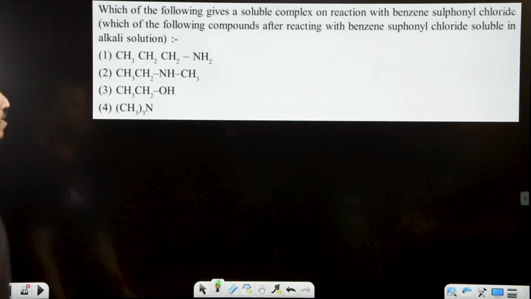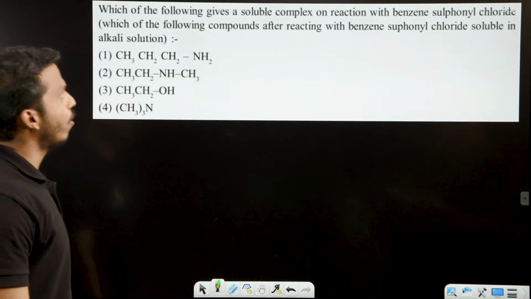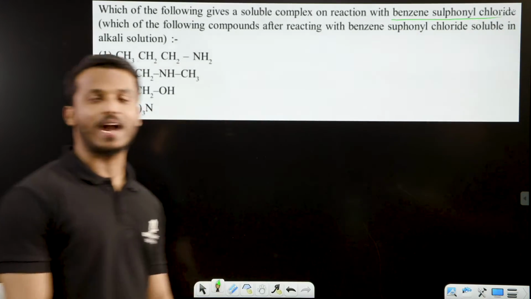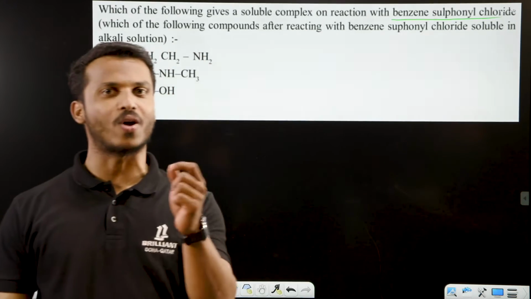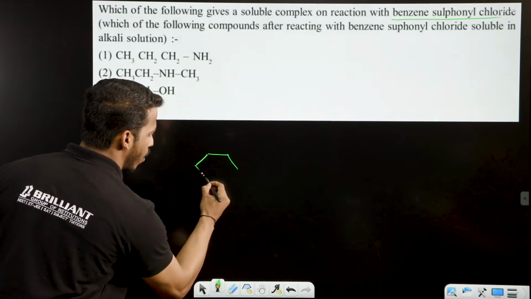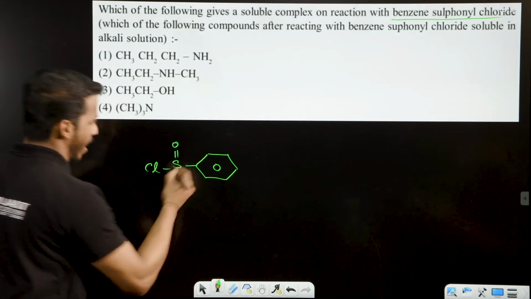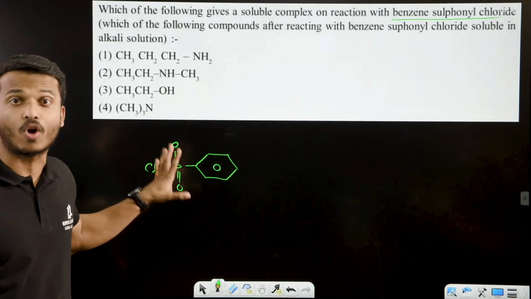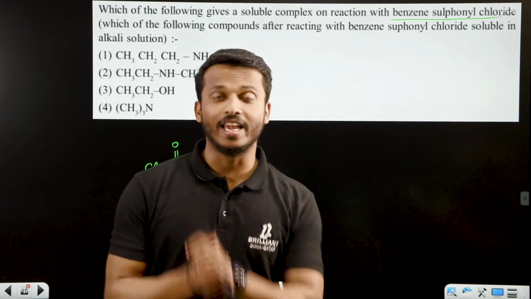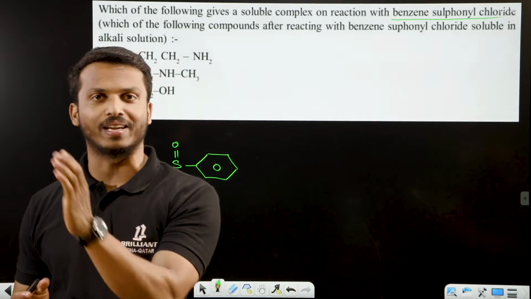Dear all, the question is, which of the following gives a soluble complex on reaction with benzene sulphonyl chloride? What do you mean by benzene sulphonyl chloride? It's called Hinsberg reagent. What is the structure of benzene sulphonyl chloride? This is benzene, this is sulphonyl, and this is chloride. Benzene sulphonyl chloride is the compound called Hinsberg reagent. You know what is the purpose of Hinsberg reagent? It is used for distinguishing primary, secondary and tertiary amines.